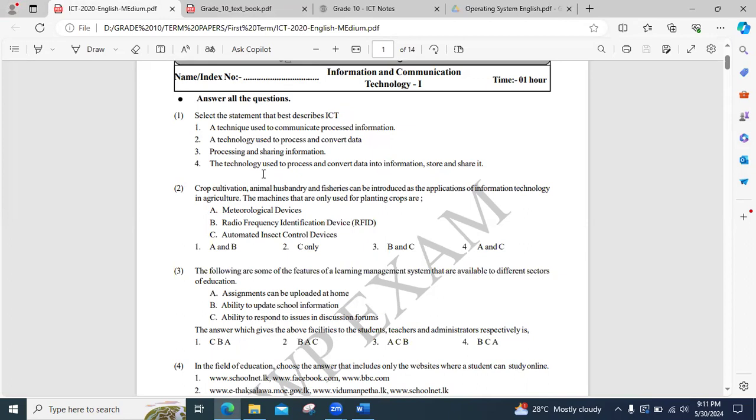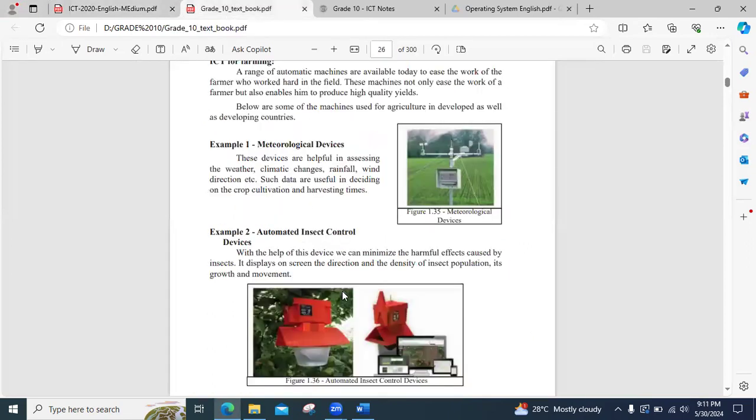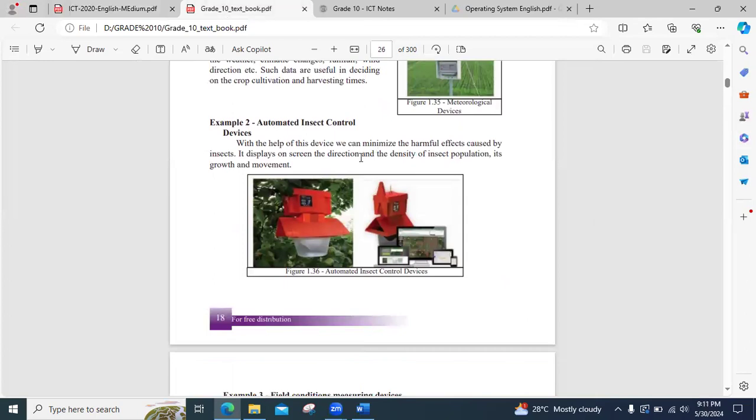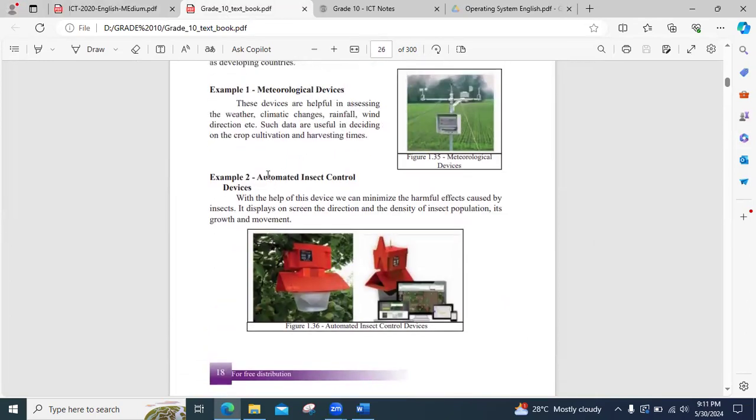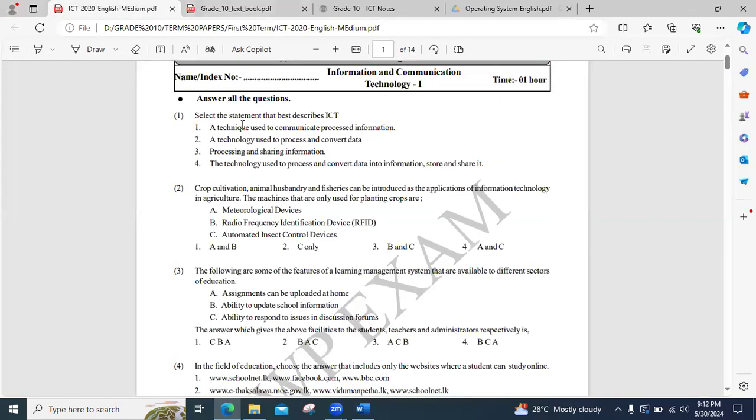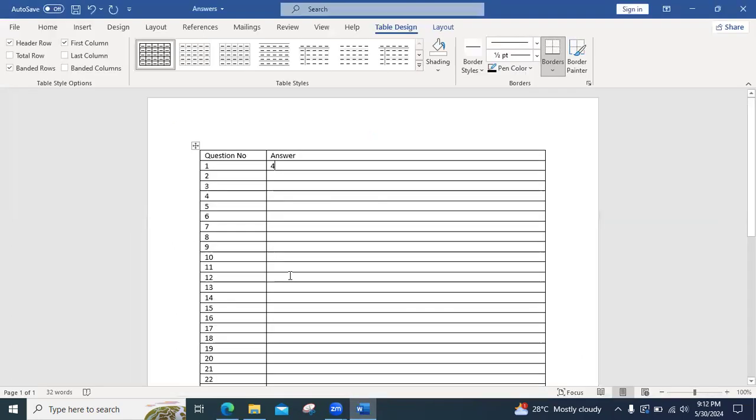And again, automated insect control devices can be used. Here, it is in the book. So for crop cultivation, you can use the automated insect control device. This will find out where the harmful insects are. It displays on the screen the detection and density of the insect population. So for this question, the answer will be A and C. So the second question, the answer is 4.